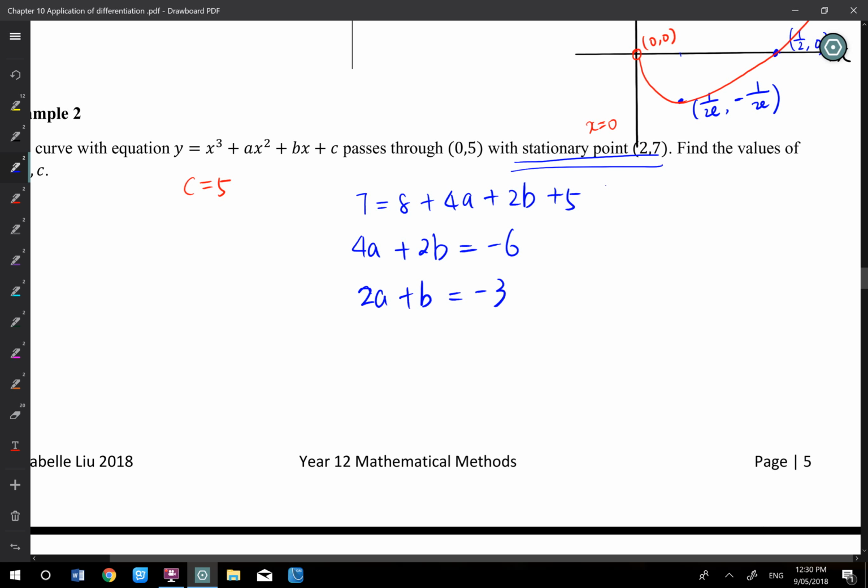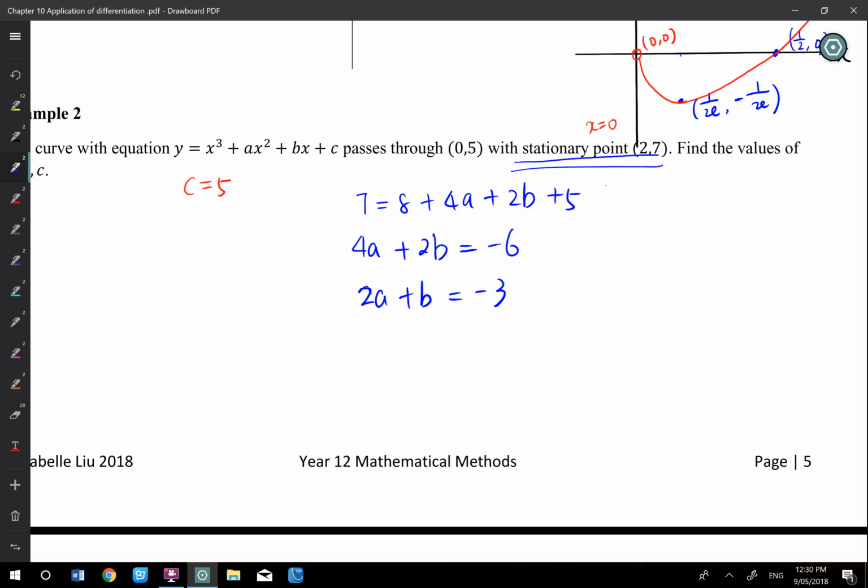Okay, what's the second piece of information you can get? Everyone can see, from Year 11, I substituted the point. That's a point on the curve. But it's a stationary point. What's the second thing you can tell?